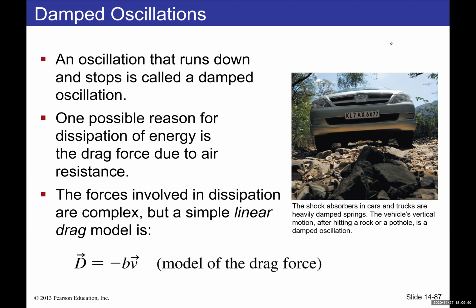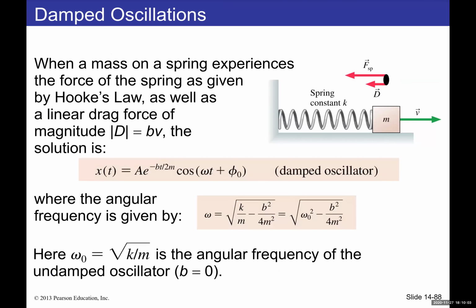So one possible reason for dissipation of energy is the drag force due to air resistance, or friction and things like that. The forces involved in dissipation are complex, but a simpler linear drag model is where this drag force D equals negative b times velocity, where b is some kind of constant that we can use. So b times v. This is the model of a drag force.